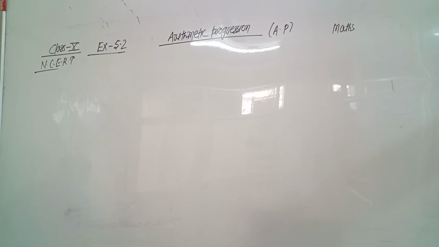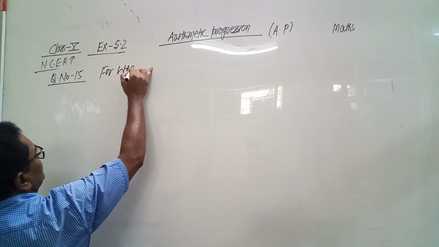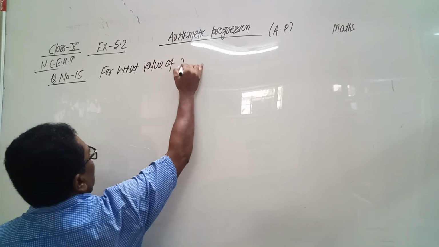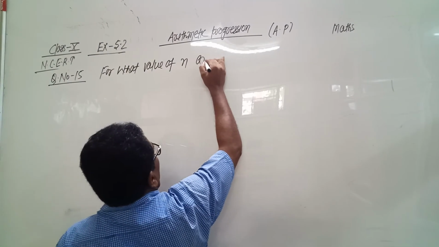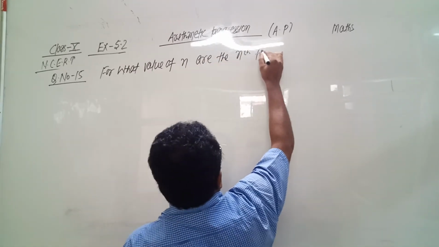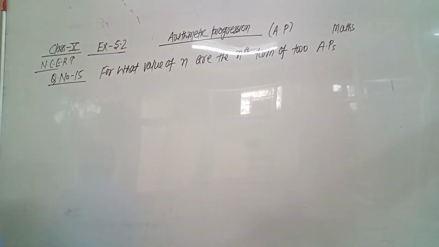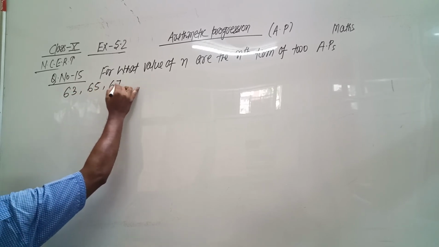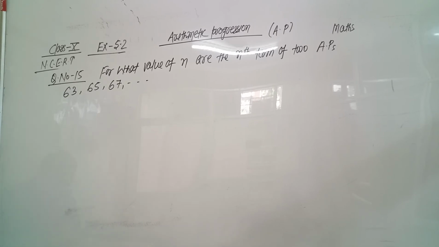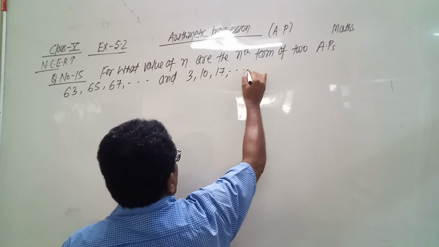Next, question number 15. For what value of n are the nth terms of the two APs 63, 65, 67, dash dash, and 3, 10, 17, dash dash equal?